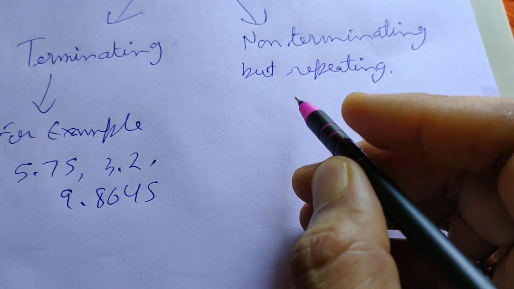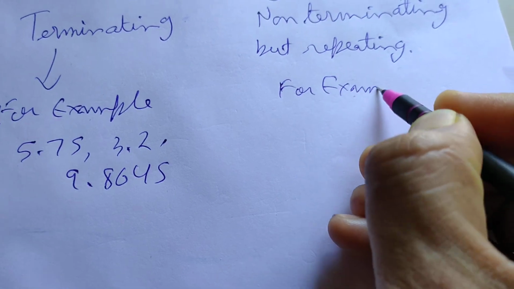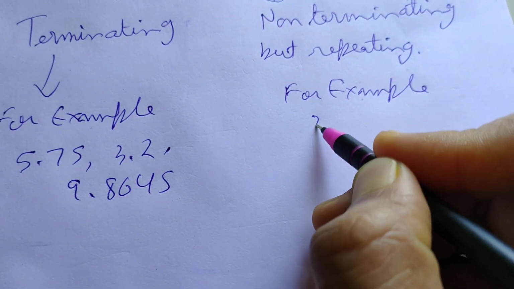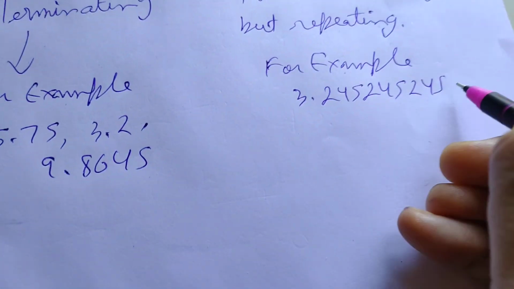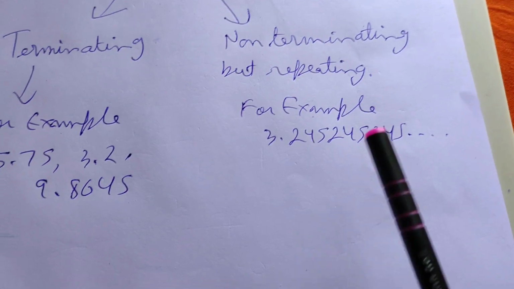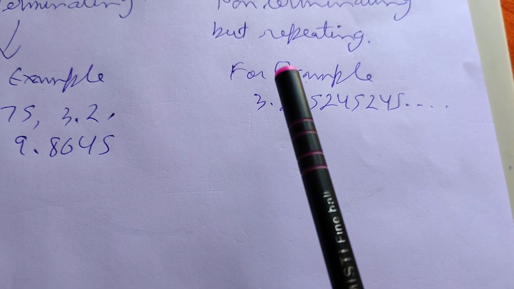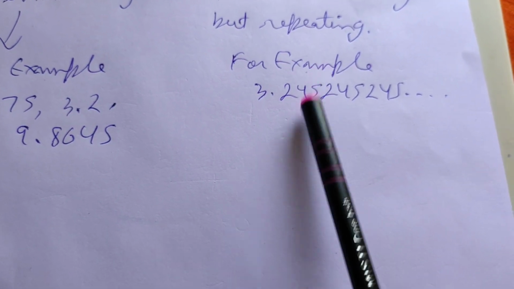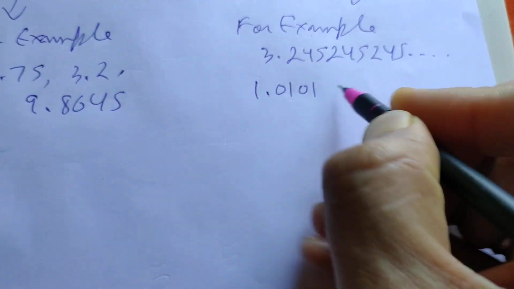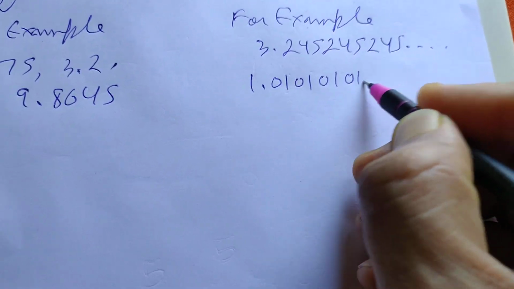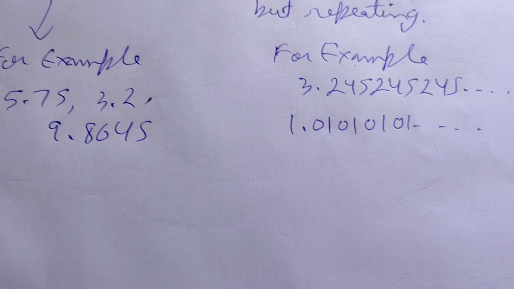Then non-terminating but repeating. So for example, what we can take is 3.245245245 and so on. That means every time the number 245 will be repeated, so it will not terminate but it will repeat. The decimal expansion is not terminating but it is repeating. Another example, we can take 1.01010101 and so on. So they are all non-terminating but repeating decimal expansions.